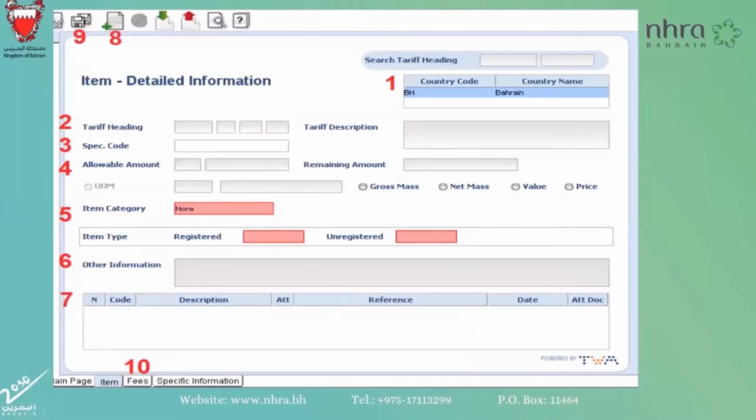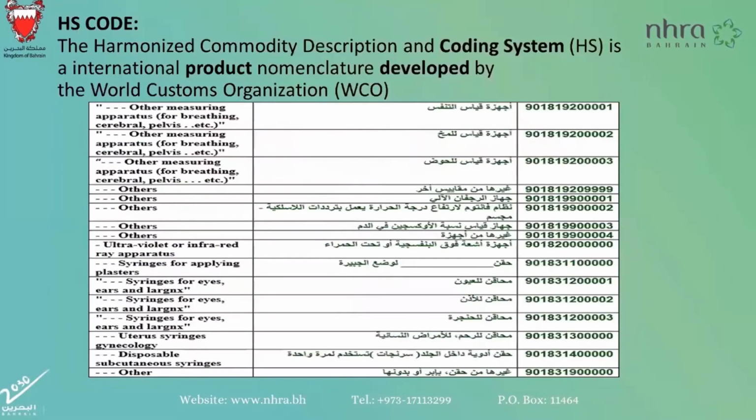Here is the most important page in your request. Number 1 is the country code box. It is mandatory to put the country code, so make sure that you enter the correct country code. Number 2 is the HS code box. Please enter the code that matches the code in your invoice. We received many questions about the meaning of HS codes. The HS code is a coding system for all products, developed by the World Customs Organization. Here are some examples of HS codes.